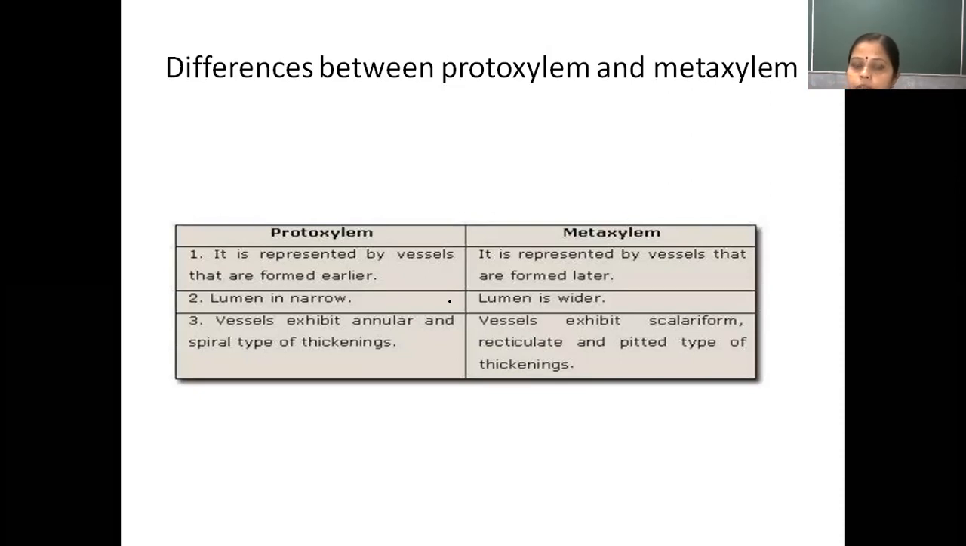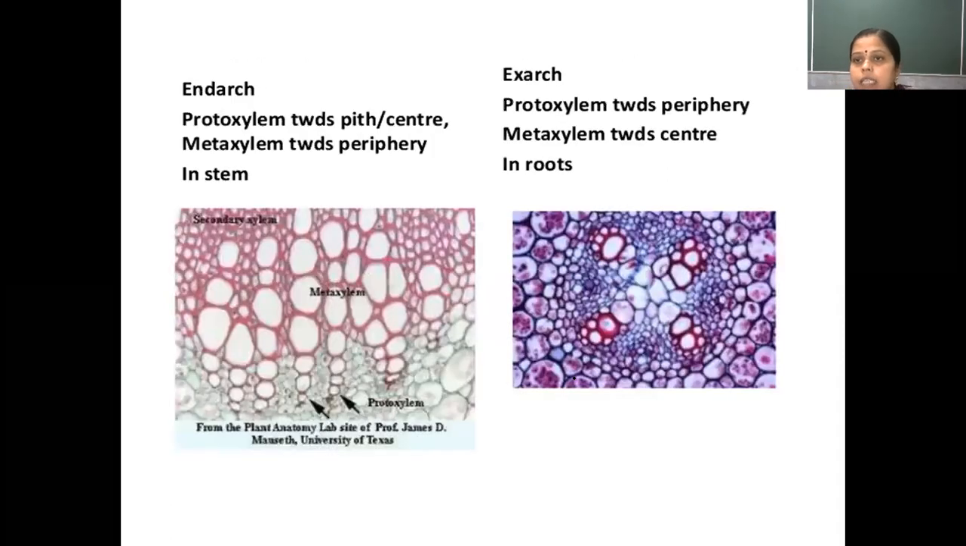So in protoxylem we observe annular and spiral thickening, whereas in metaxylem we observe scalariform, reticulate, and pitted types of thickenings. So this is about protoxylem and metaxylem. The primary xylem is divided into two types, protoxylem and metaxylem. And depending upon where the protoxylem and metaxylem appear in the tissue, the xylem is again divided into two types: endarch and exarch.